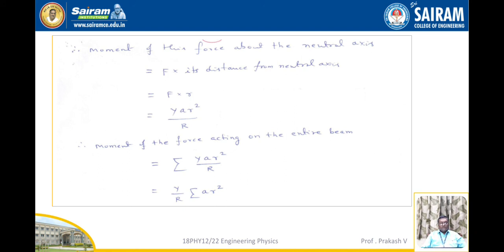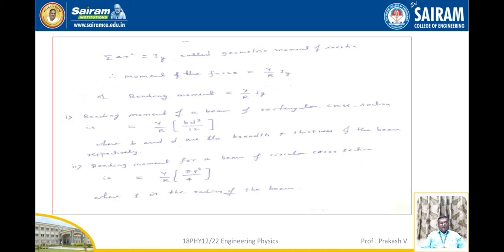And the moment of this force acting on the entire beam is given by the summation of YAr square by capital R, that is equal to Y by R summation of Ar square. But summation of Ar square is equal to Ig, the geometric moment of inertia. Therefore, the moment of the force is equal to Y by R into Ig, or bending moment is equal to Y by R into Ig.